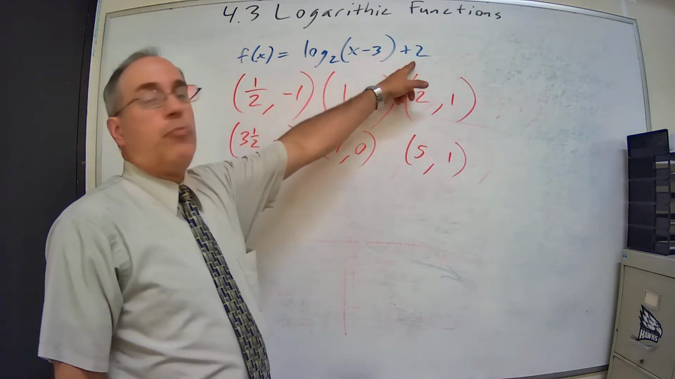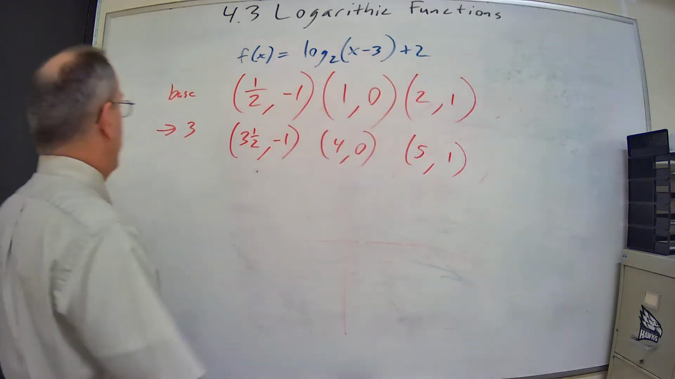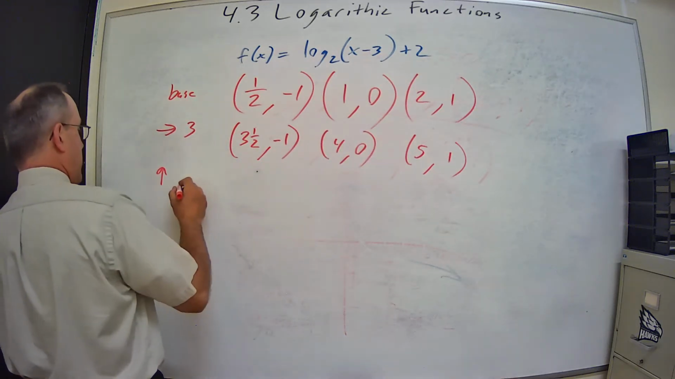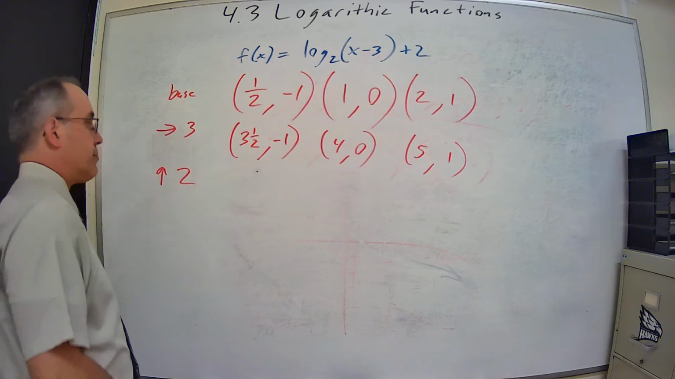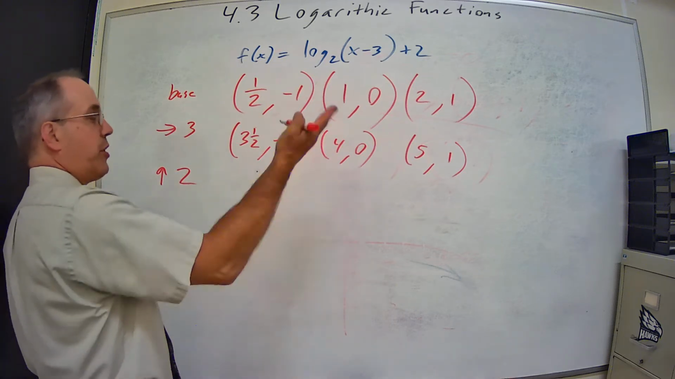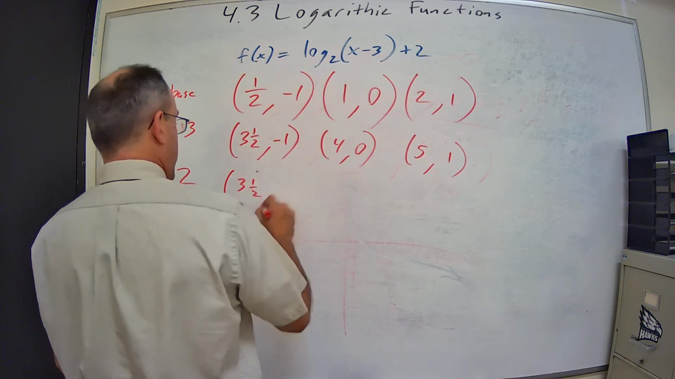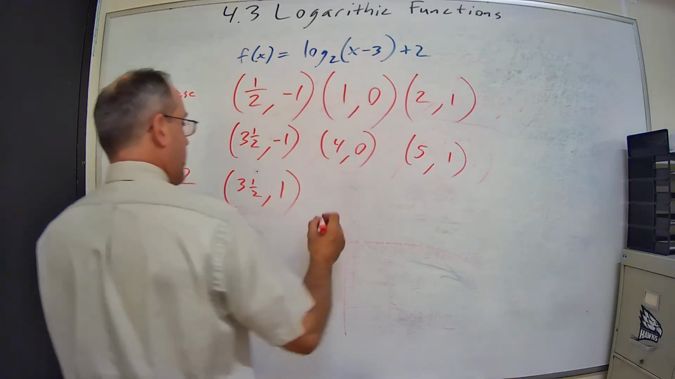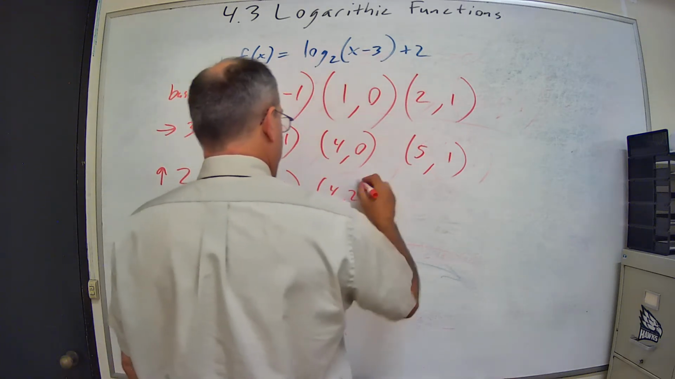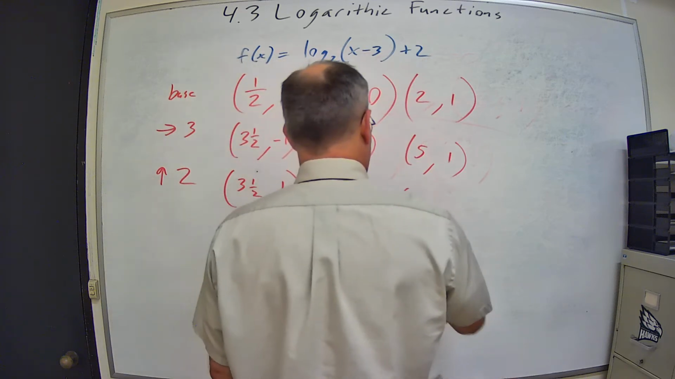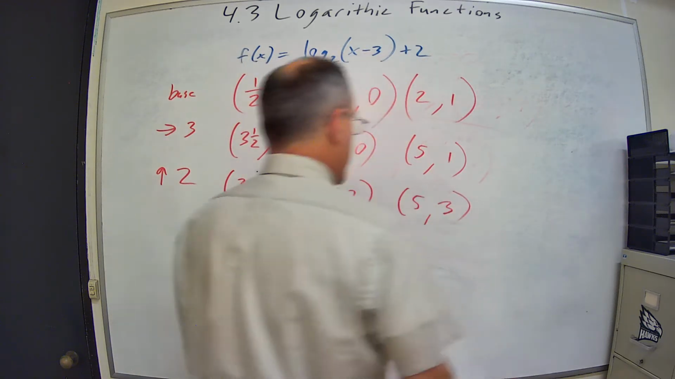Then what do we have, plus 2. So it's going to shift up by 2. So our y values are going to increase by 2: 3.5, 1; 4, 2; 5, 3.